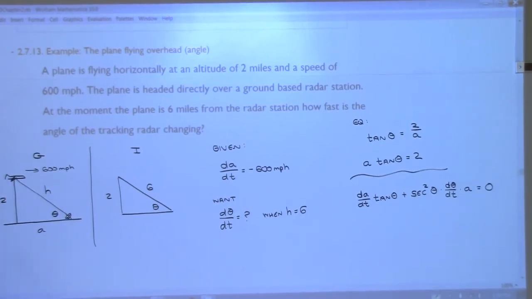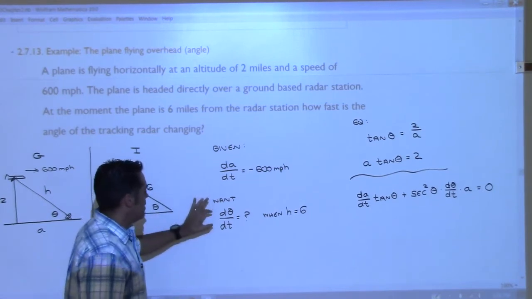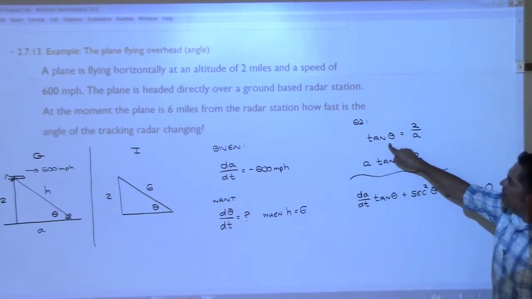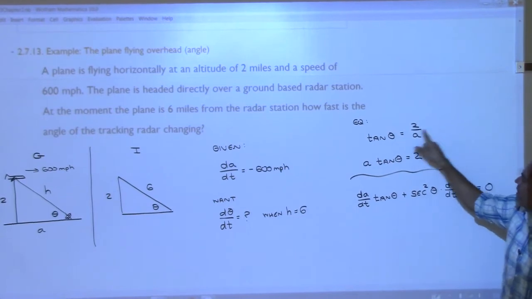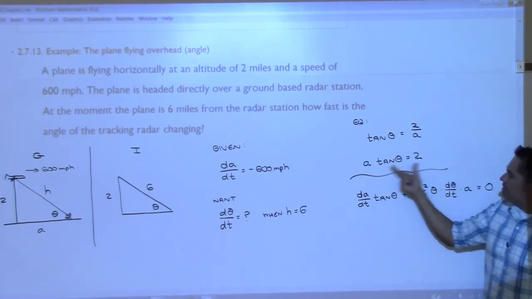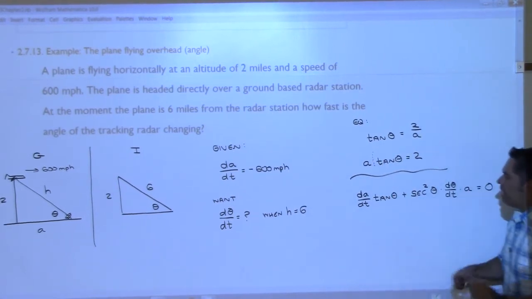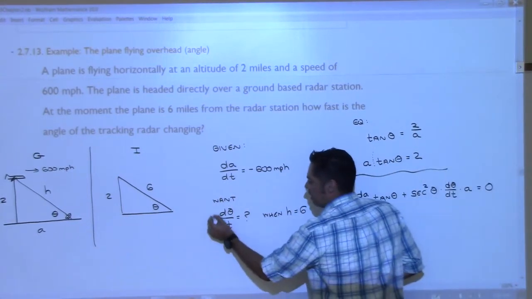So we went through the whole setup. We labeled everything. We figured out we were given dA/dt. We wanted dθ/dt. We came up with an equation off of our general picture that related theta and A together. We used tangent for that. And then I multiplied both sides by A so that I could take the derivative. To take the derivative, we did implicit differentiation, but we had to do the product rule right here, and this is where we stopped, all right? So we're at the point now where we're ready to try and solve for dθ/dt.